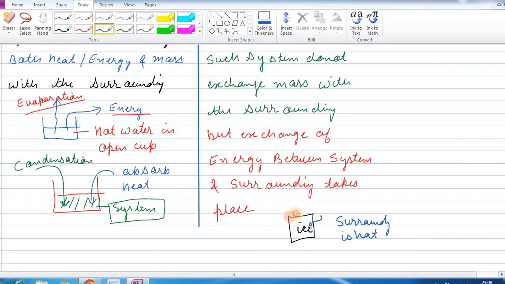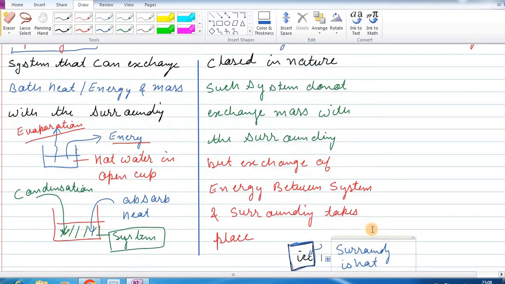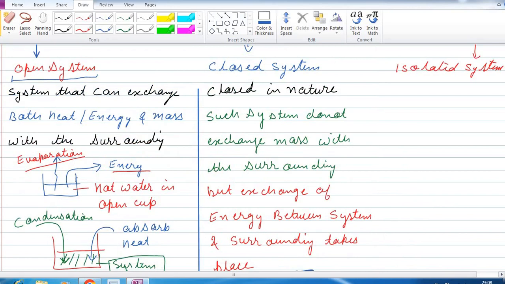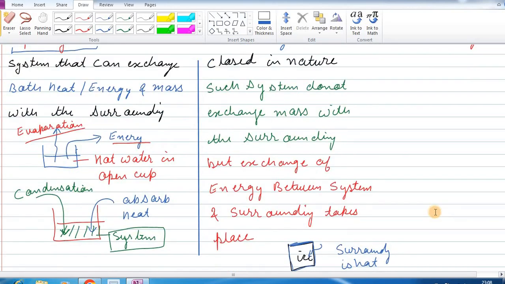Even if this container is enclosed for 1,000 years, the mass will remain the same. Although there will be exchange of energy, there will not be exchange of mass. So closed systems are closed in nature.